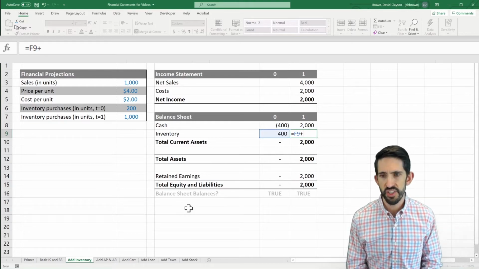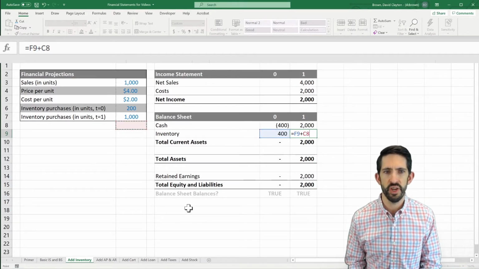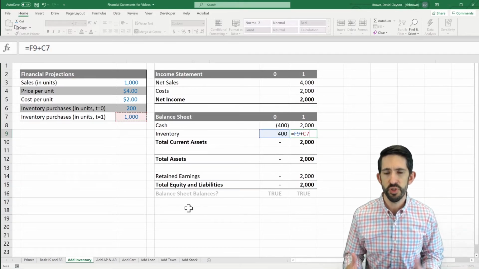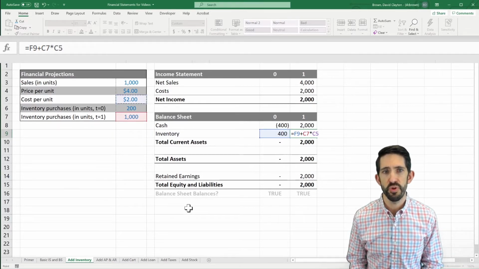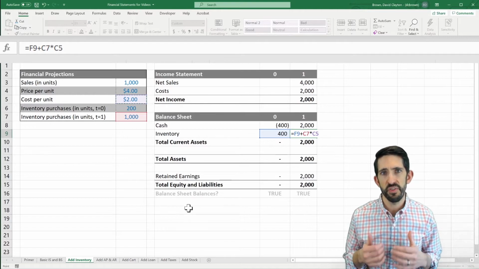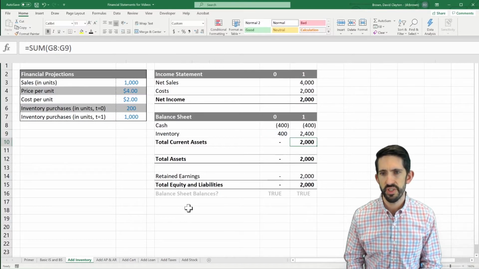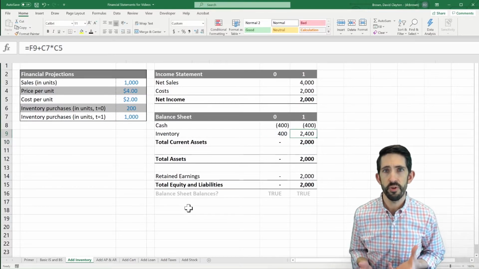Well, the first addition is going to be whatever other purchases we make. So we make 1,000 units of purchases at our cost per unit of $2. That makes our inventory account go up. Let's see what happens. It goes up to 2,400.